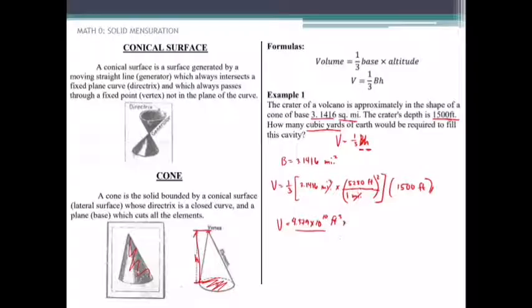So, we have 3 feet is 1 yard. And since it is cubic, we cube that. So that is 4.379 times 10 to the power 10 divided by 3 cube. 3 cube is 27. So, the final answer now would be 16.219 times 10 to the power 8 cubic yards. Okay.